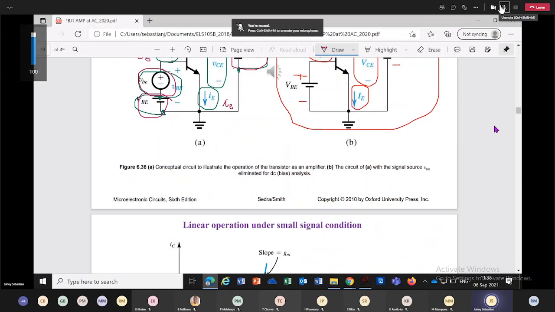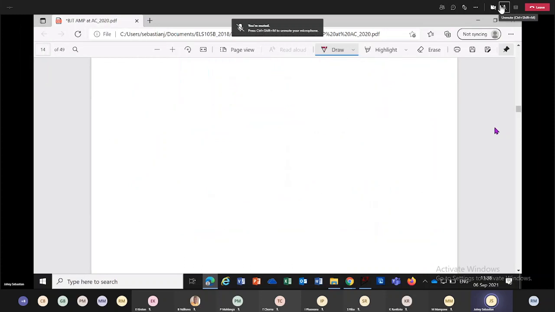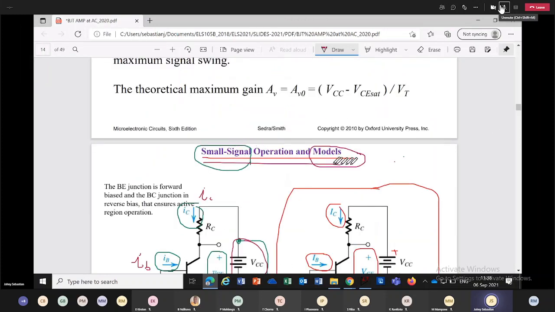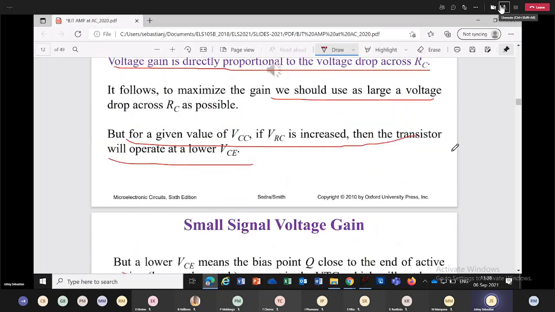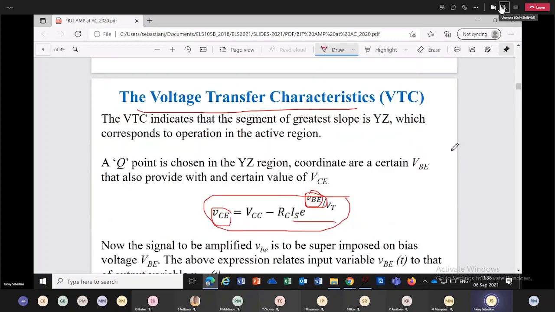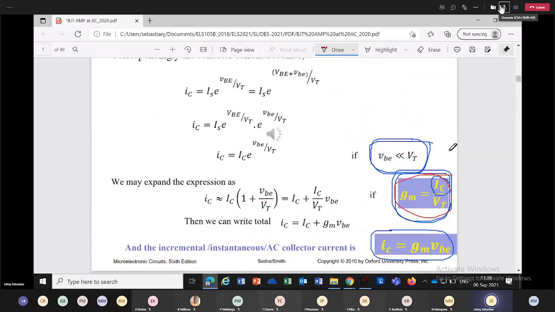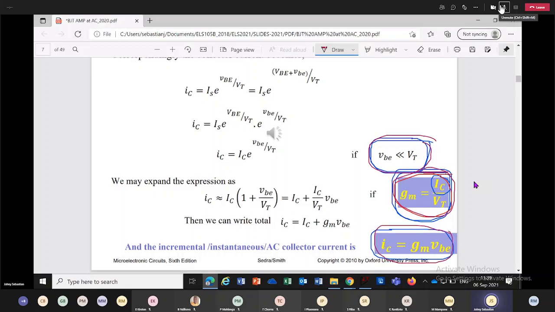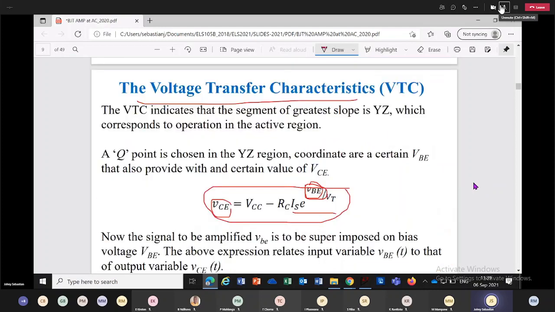Okay, the first effect of small signal operation, we have seen quite a few already. That is where we started today. There are three: VBE less than VT, then gm is IC over VT, and the small signal collector current is gm times vbe. These three are present. What are the other effects?